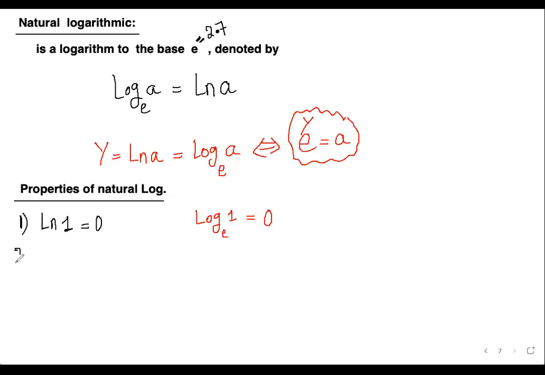Second one, we have to know the ln of e is equal to what? 1. How do I know this? Because if I want to change the ln function to the logarithm, this is equal to log of e to the base what? e. And by using the property before, log a to the base a, log 100 to the base 100, is 1 always.